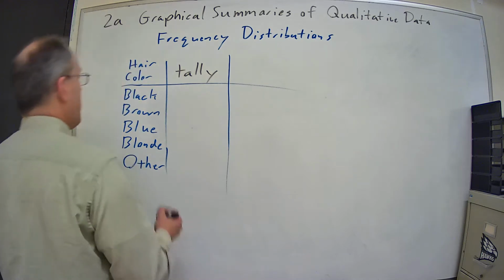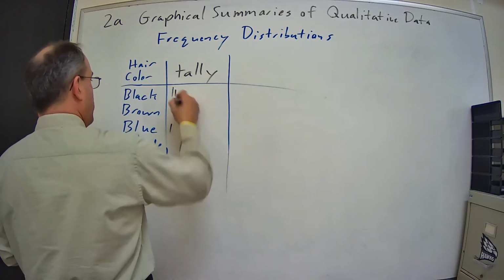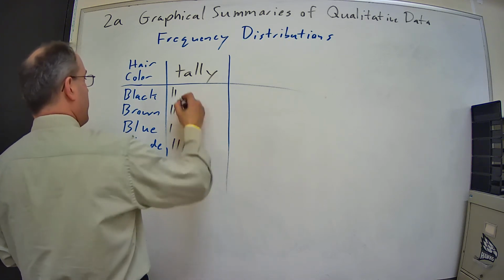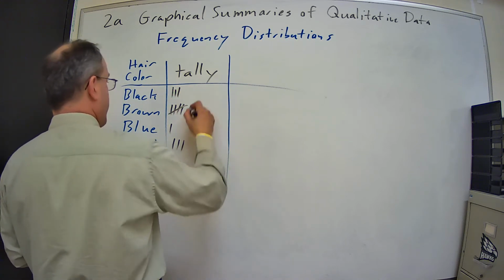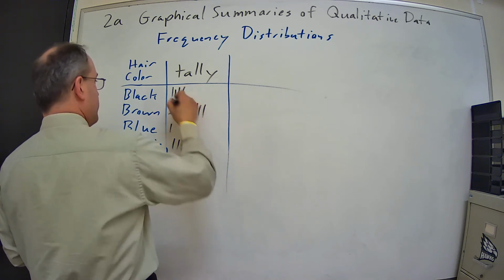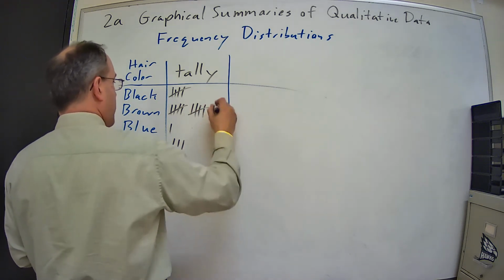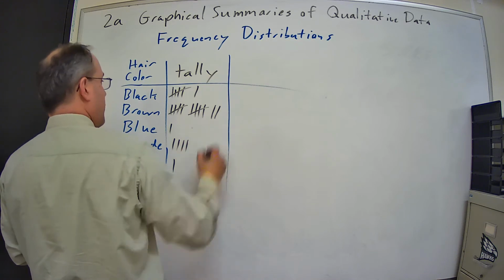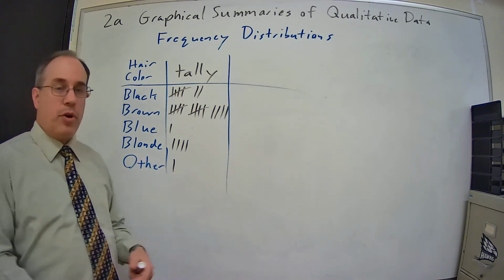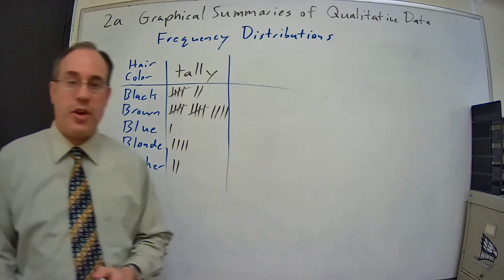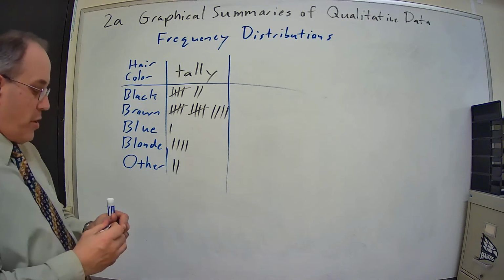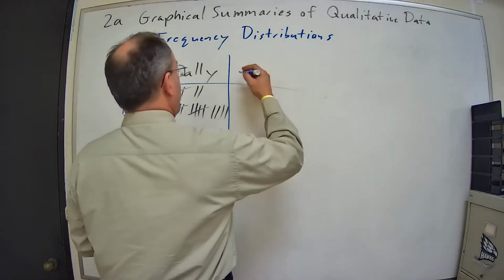So I go through and people start telling me what color hair they have, and I start marking it down. And I keep going. And then I'm done. And so I have everybody marked down. Oh, there was one more. There we go. Sorry, I forgot that one person. So now I've tallied up, I've got these marks, and I'm going to now do a frequency column.